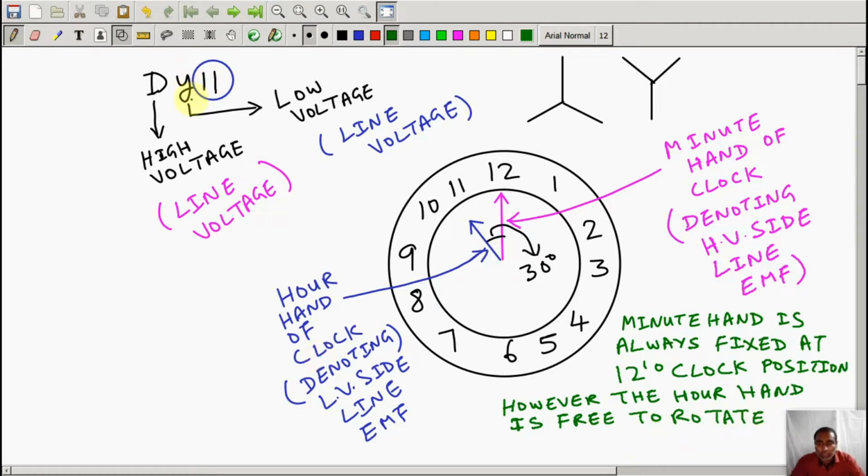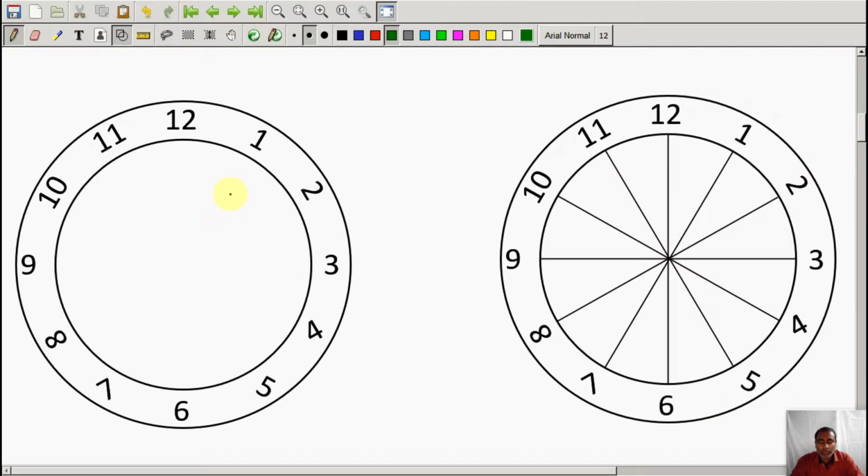Let me just take you to this drawing which I have made. You can see these are the 12 divisions on the clock, and each division will obviously be 30 degrees, because you have 12 divisions and a circle means 360 degrees. So 360 by 12 is 30 degrees.